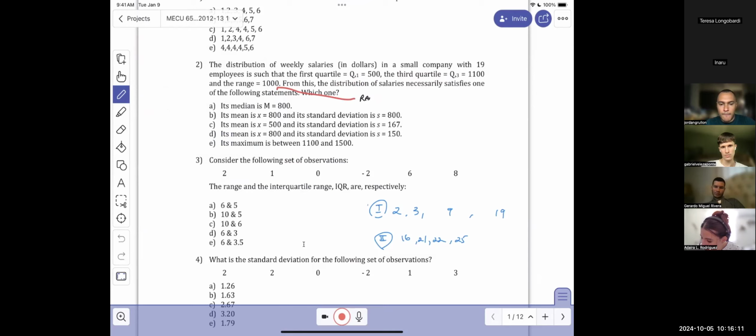So range is equal to the maximum minus the minimum. Knowing Q1, Q3, and range, which is the maximum minus the minimum, can we possibly know the mean and standard deviation?